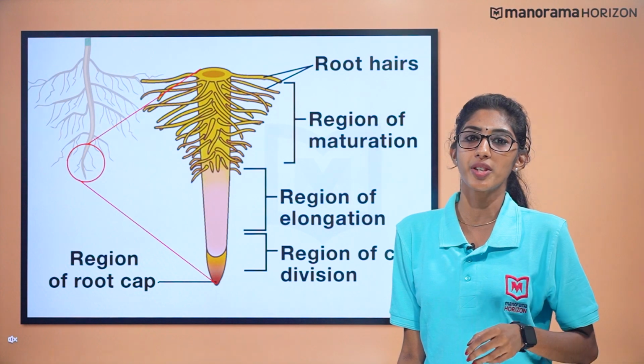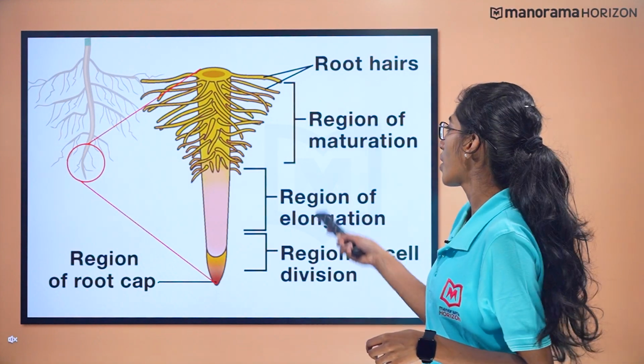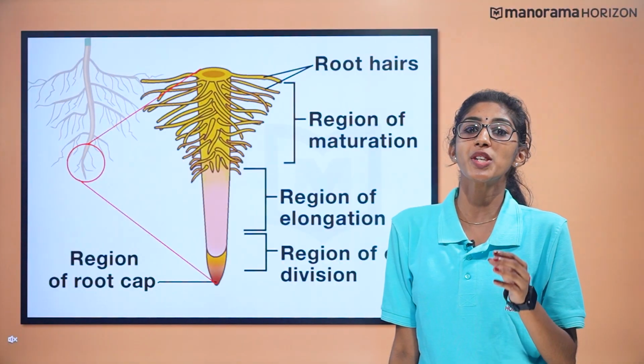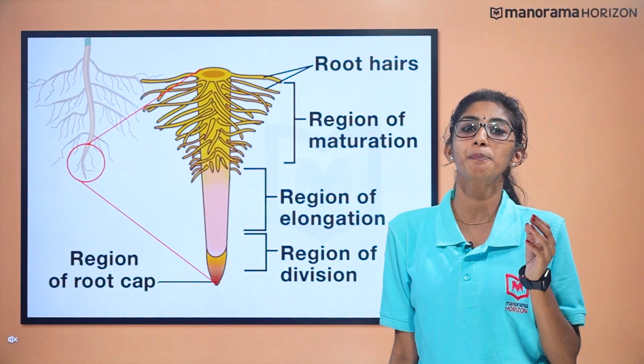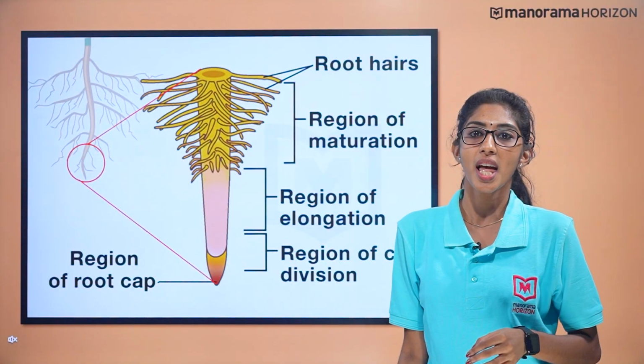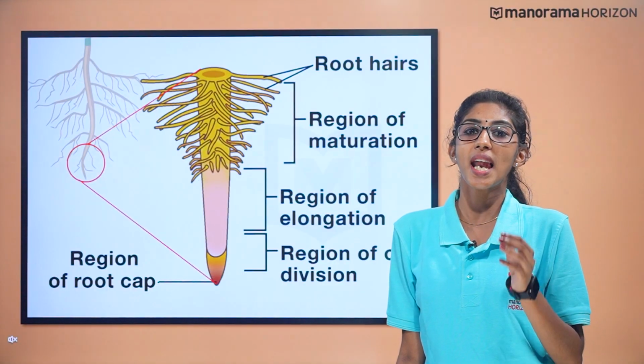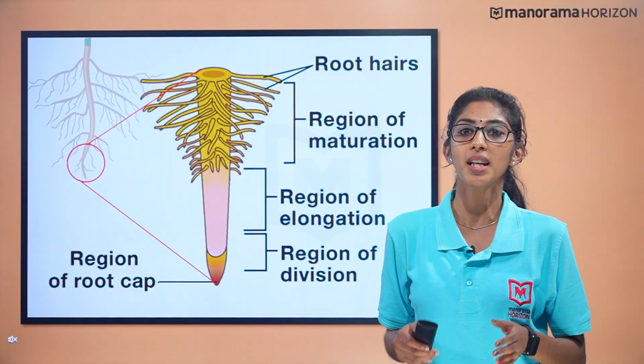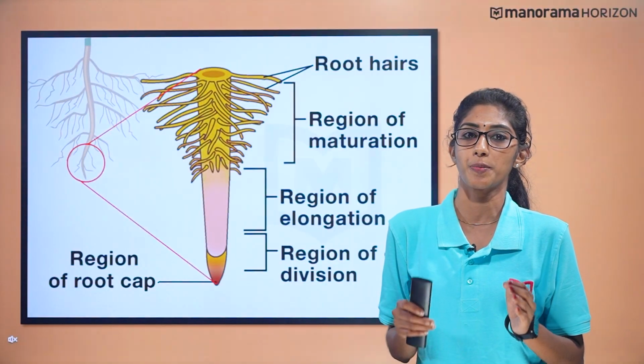The fifth region is the region of maturation. This zone contains mature cells. It forms the permanent zone of the root and also gives out lateral roots from the interior part of the region. Example, in dicots and gymnosperms.